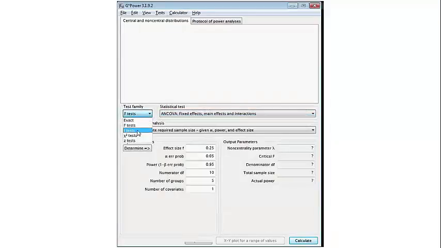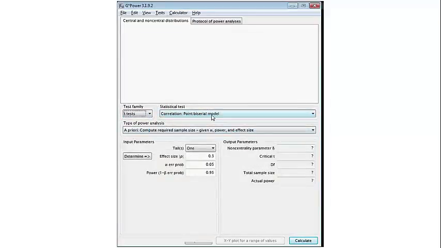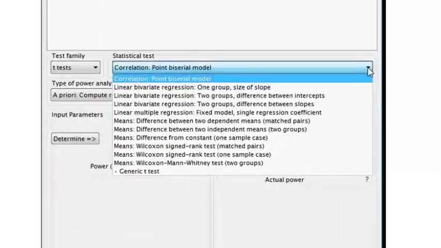Coming up next are your T-tests. So for some reason it has the correlation as point biserial model under T-test. Don't be fooled by that, okay? Don't use point biserial correlations. They're just very, very confusing. But the rest of them are here.